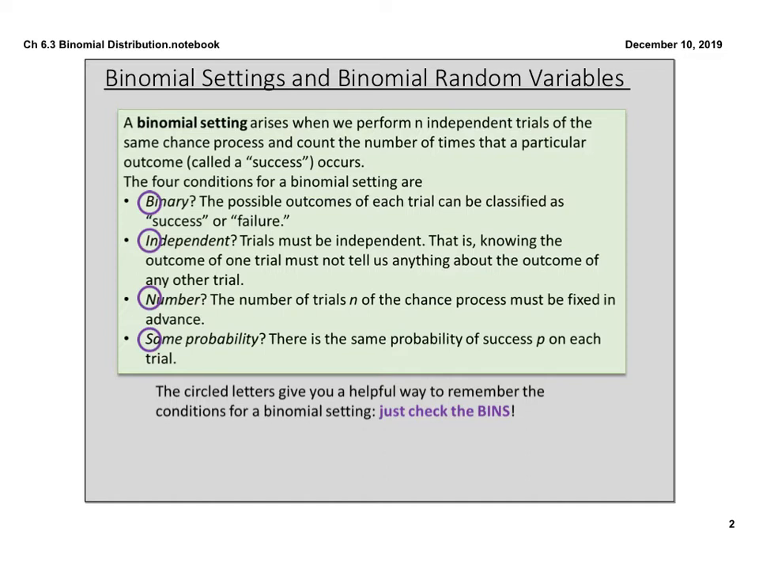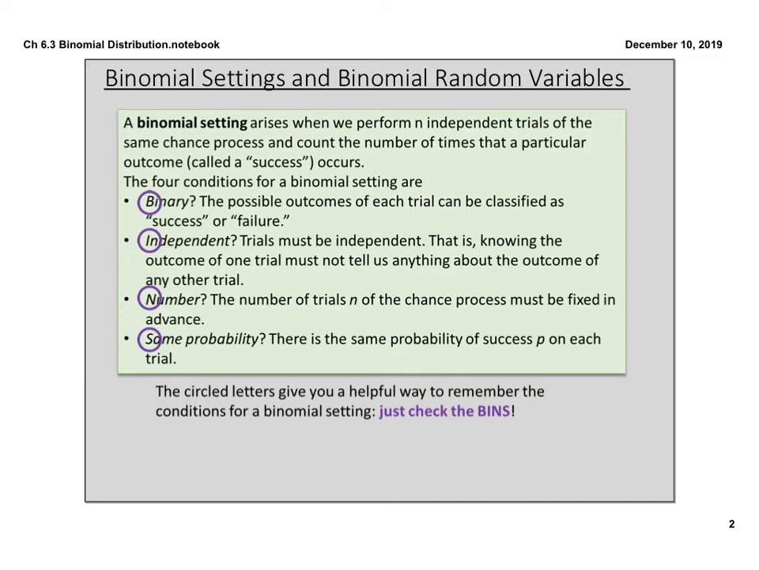So, for example, a true and false question. You've got one success, one failure. You could make a multiple choice a binomial setting by saying, did they get the answer right or wrong? So when you are looking at things in terms of only success and failure, then you're looking at a binomial setting. Independent: the trials must be independent of each other. Again, I'll go back to true and false. When you look at question number one being true or false, question number one has no bearing on question number two, and that has no bearing on question number three. All of those questions are independent of each other.